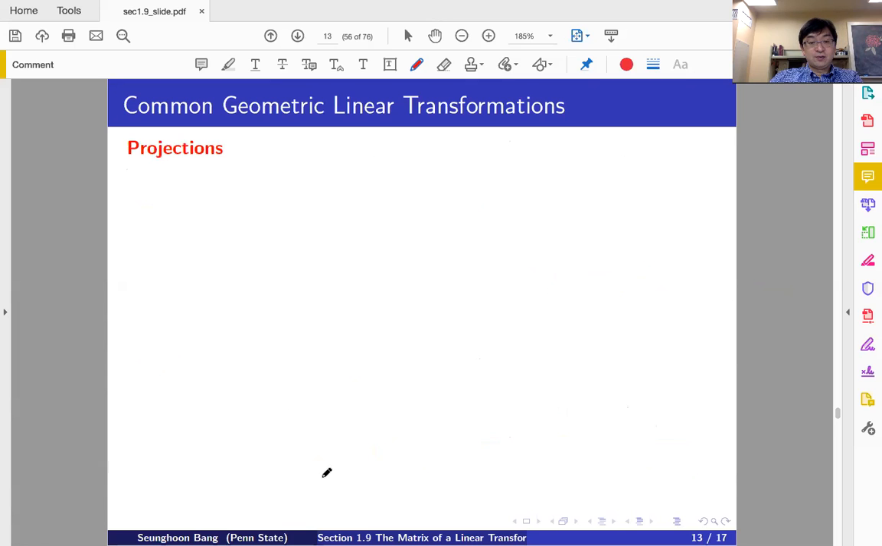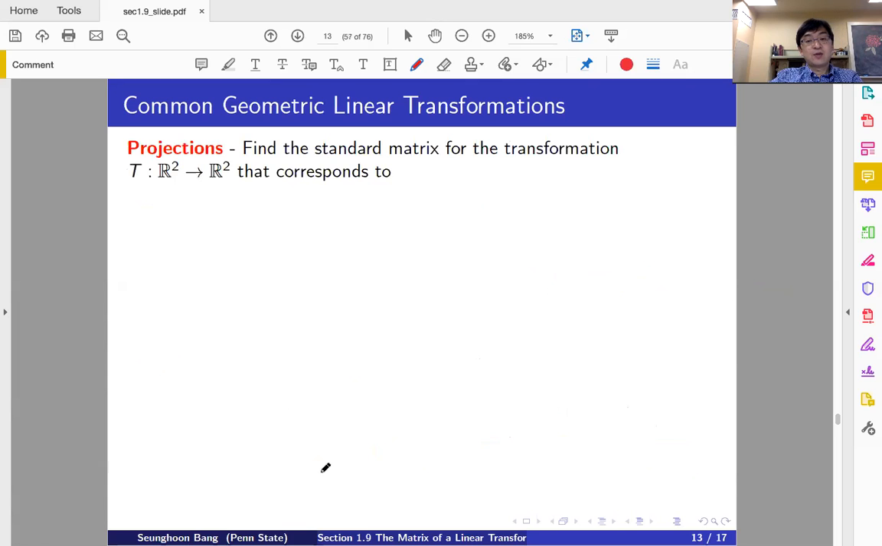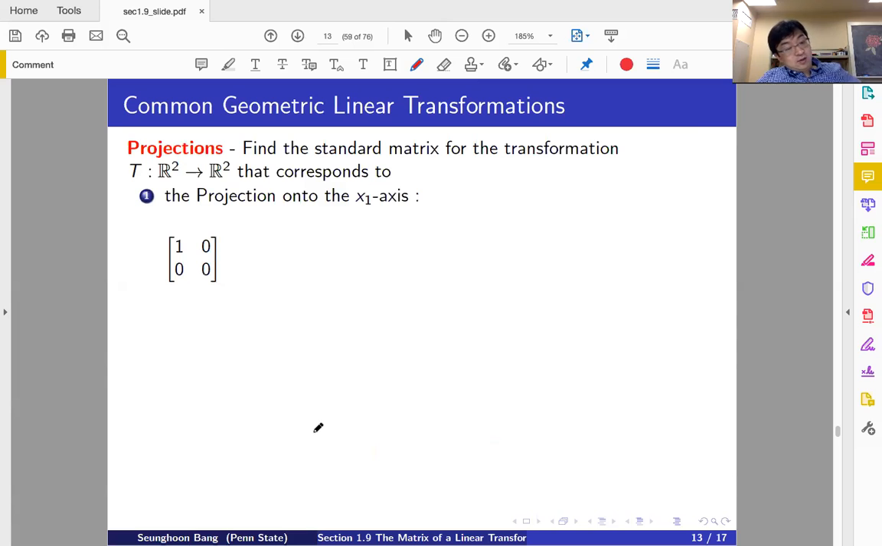The projection. Find the standard matrix for the transformation T, R2 to R2, that corresponds to projection onto the x1 axis. I can do that. The reason is like this. We need projection onto the x1 axis. How can we do that? Here, we have this one.